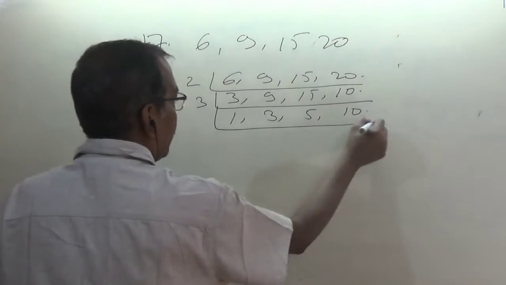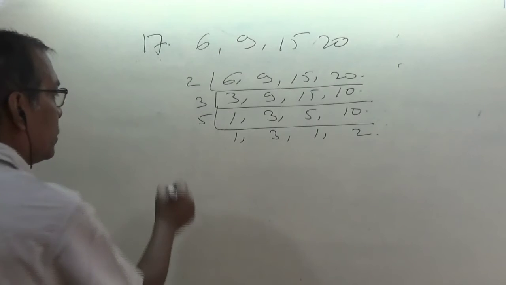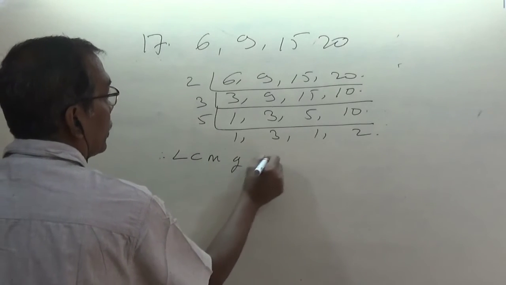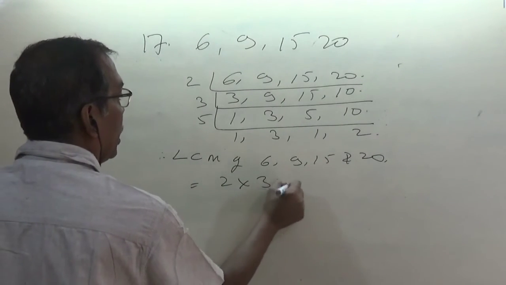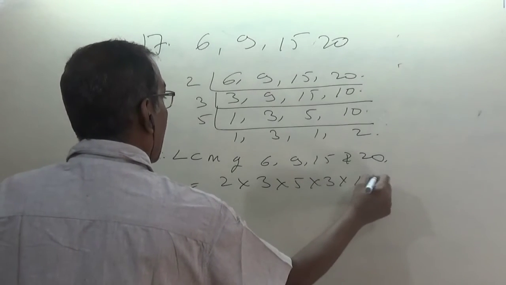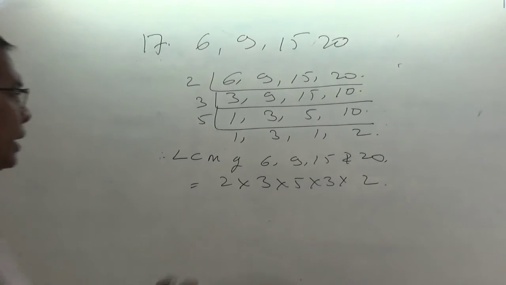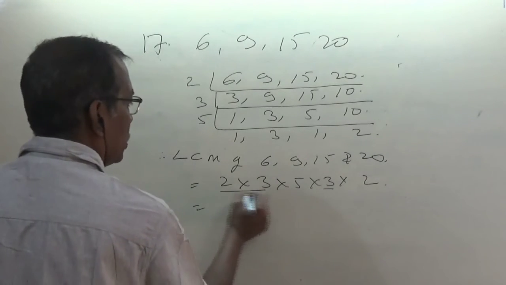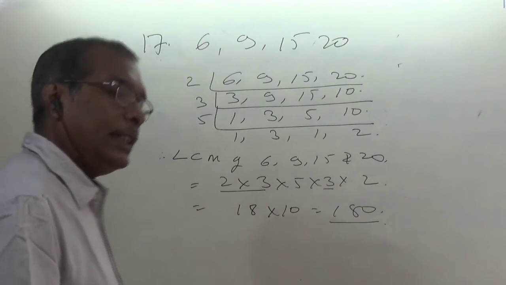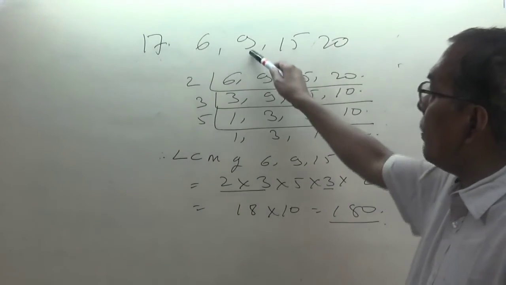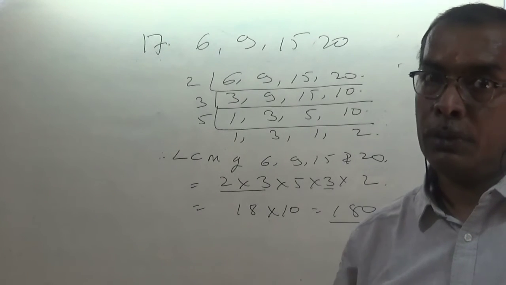Then 5. It is 1, 3, 1, 2. No further division is possible, so the LCM of 6, 9, 15 and 20 is equal to 2, 3, 5, 3, 1 and 2. Obviously 1 is not counted, only 2. Now what will happen? 3 times 6 is 18, 18 into 10, which is equal to 180. So you can say this 180 is the number which is exactly divisible by each of the numbers. You may verify. This number is exactly divisible by all these four numbers.